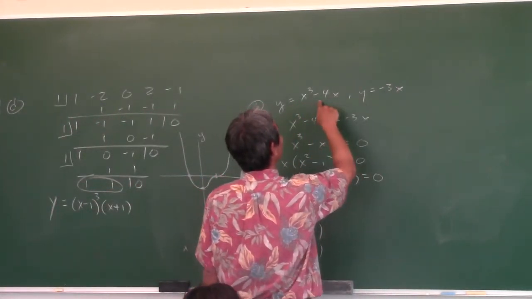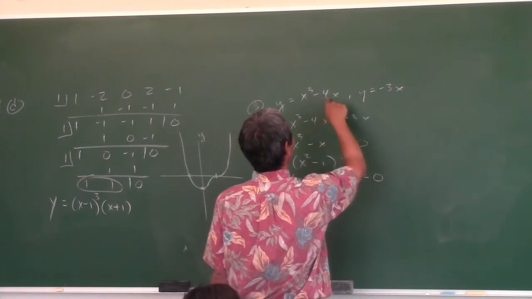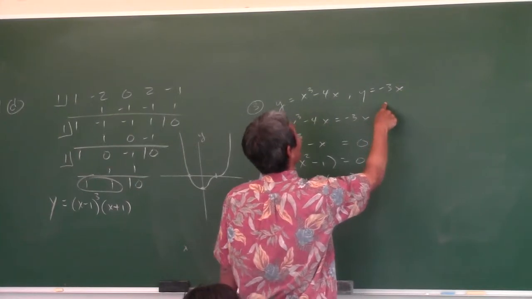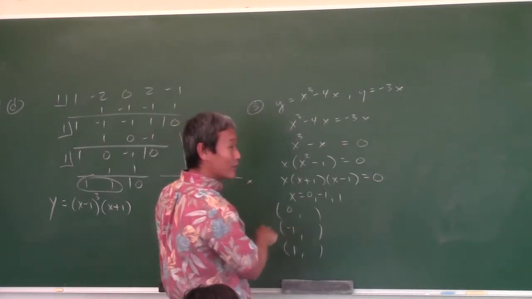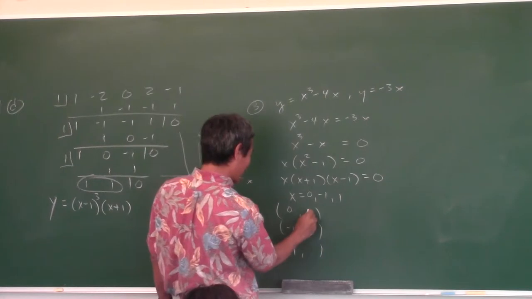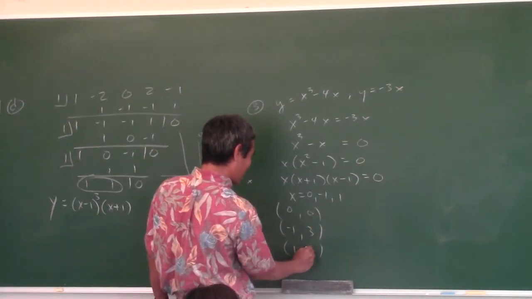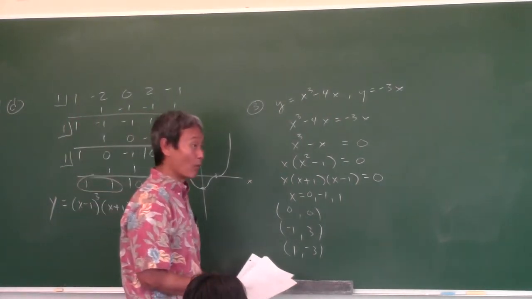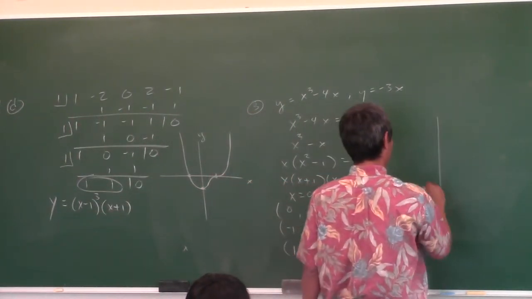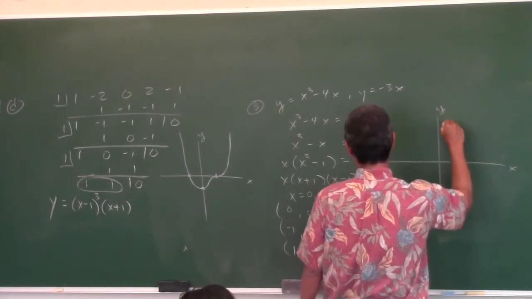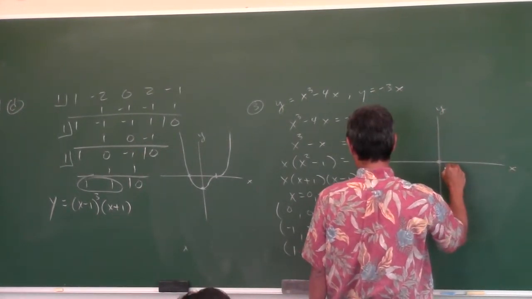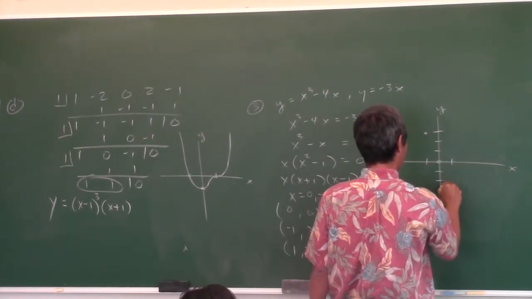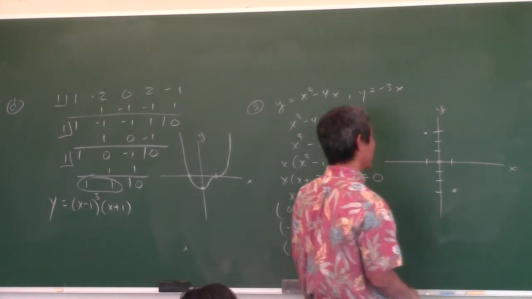Which one seems easier to plug into? A or B? B. So y is negative 3 times the x coordinate. So just multiply that by negative 3, multiply that by negative 3, multiply that by negative 3. There you go. Those are your three points of intersection. Now you can use these points to help you draw the graph. Although we really don't need them because we're experts. Negative 1, 3, 1, negative 3. These are my points of intersection.